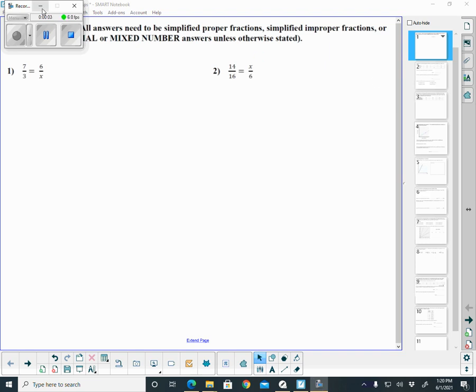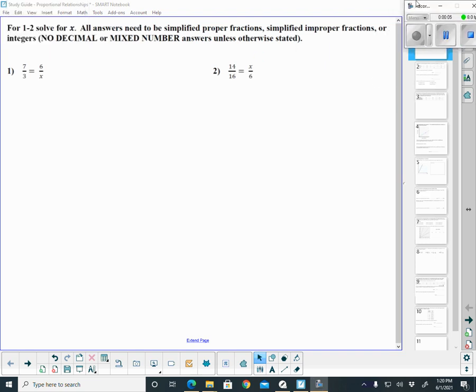Okay, let's get started. For question number one, we're asked to solve for x. Answers must be simplified proper fractions, simplified improper fractions, or integers. No decimals or mixed numbers.